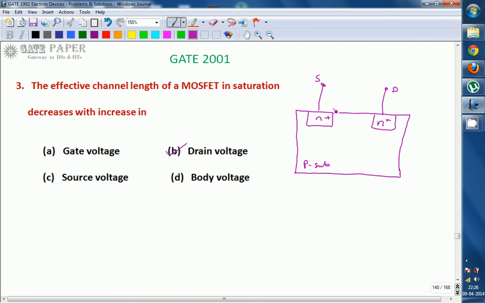Above that, a thin silicon dioxide layer is formed, also called the thin oxide or gate oxide. This is the SiO2 layer. And above that, a polysilicon material is deposited, which acts as the gate material. So this is the gate, this is polysilicon. So gate, source, drain, depending on the voltage we apply.